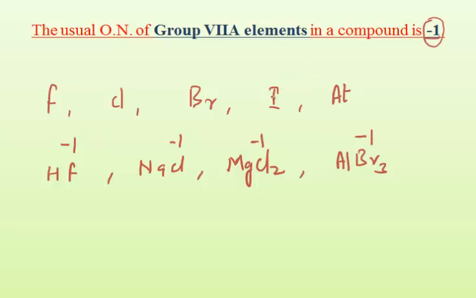There is one exception. If any of these halogens are combined with a more electronegative atom, obviously, the fluorine atom is the most electronegative atom present in the periodic table. For the rest of the halogens, if they are combined with a more electronegative atom, they show a +1 oxidation number. For example, in HOCl, Cl is combined with an oxygen atom. Oxygen is more electronegative than the Cl atom, that's why Cl shows a +1 oxidation number. This is one exception, and so the usual oxidation number of these group 7A elements is -1 in most of the compounds.